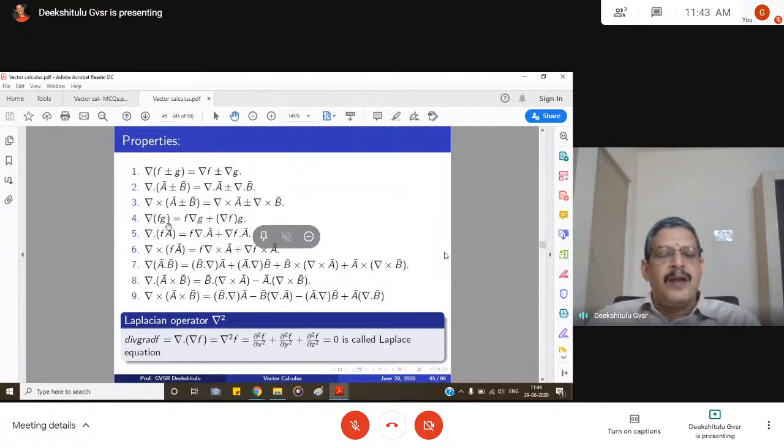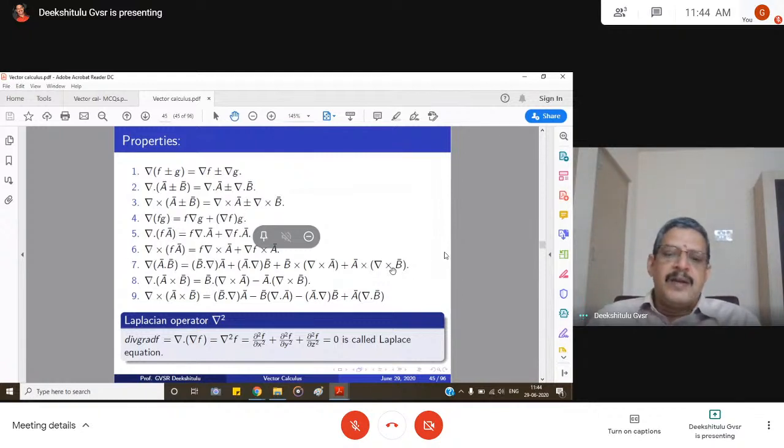Then del of f times a bar, where f is a scalar: f into del dot a bar plus del f dot a bar. Again f is a scalar function here. Del cross f a bar is f del cross a plus del f cross a. And divergence of a dot b is b dot del a plus a dot del b plus b cross del cross a plus a cross del cross b.